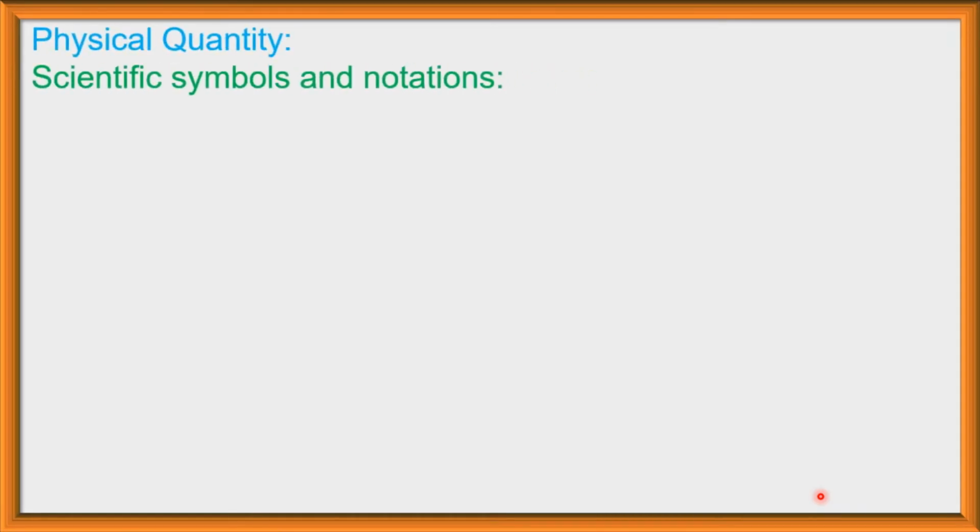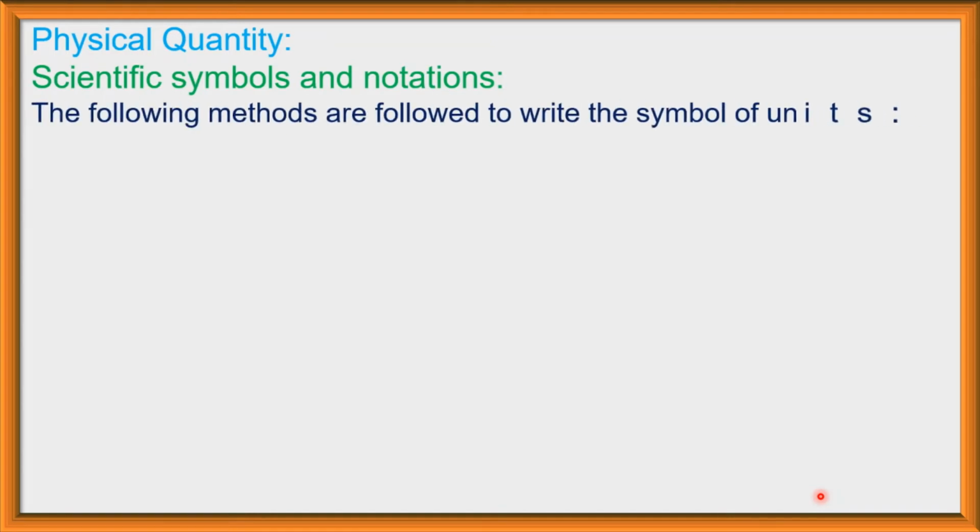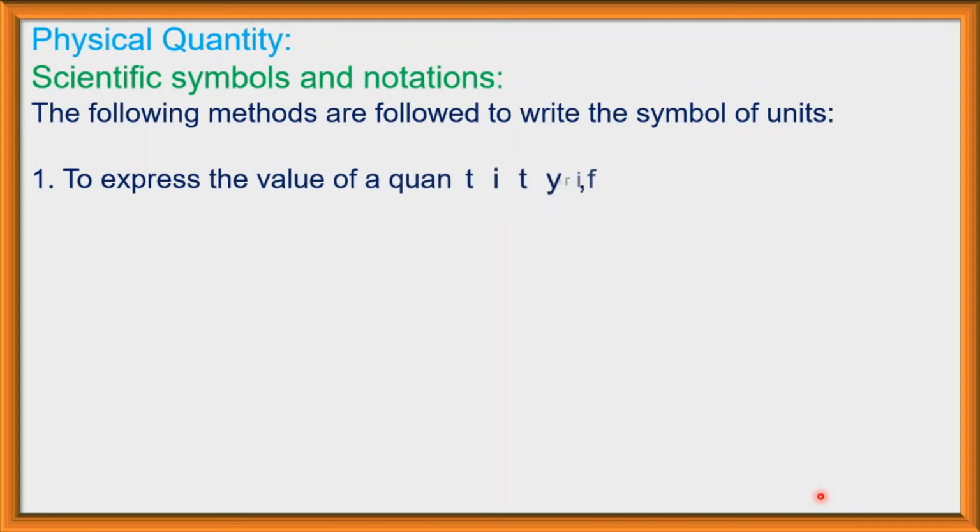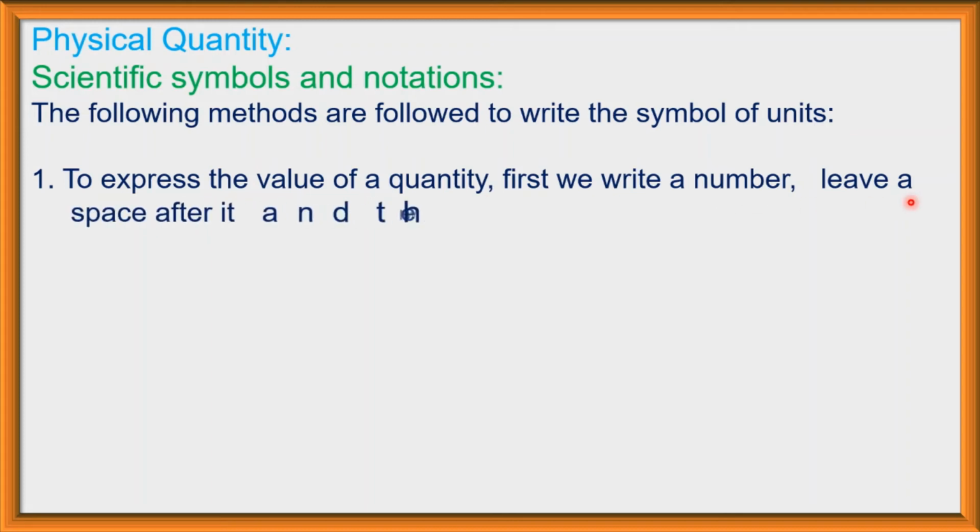Now, scientific symbols and notations. The following methods are followed to write the symbol of units. Number 1: to express the value of a quantity, first we write a number, leave a space after it, and then write the symbol of the unit.